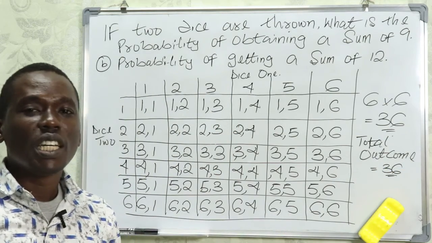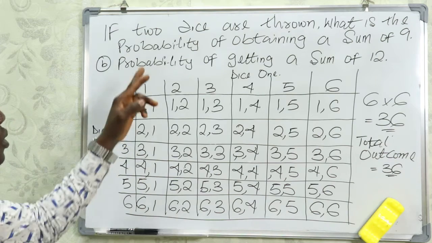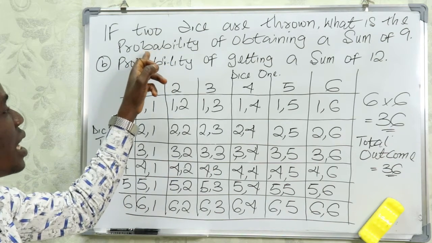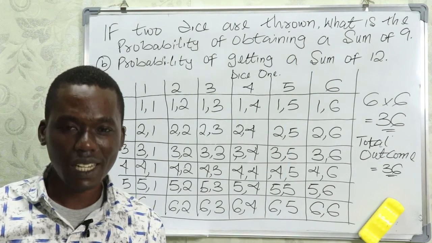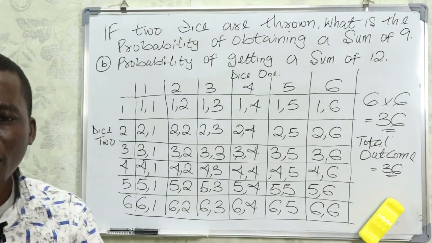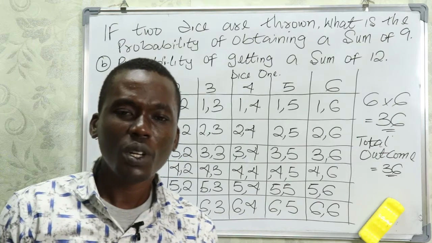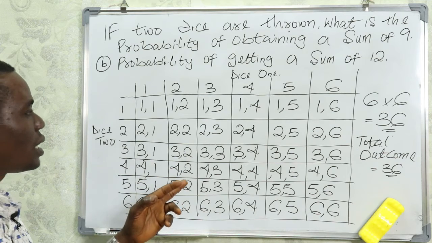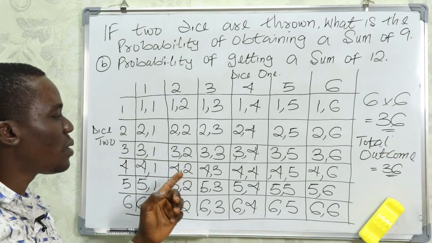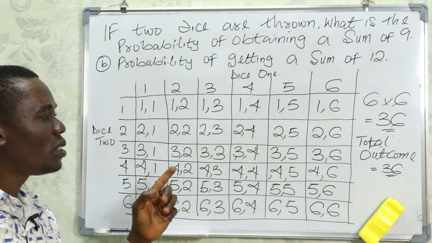That is done. Now remember the question. The question says we should find the probability of obtaining a sum of 9. Now wait a little and ask yourself, what two numbers can you bring together that can make up 9? Remember, they say the probability of getting a sum of 9.